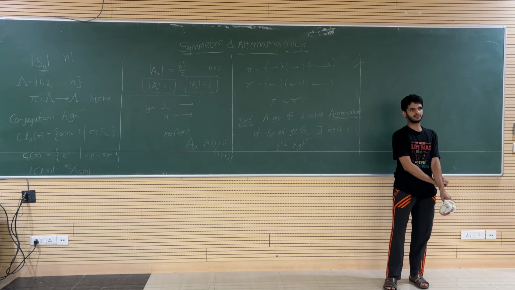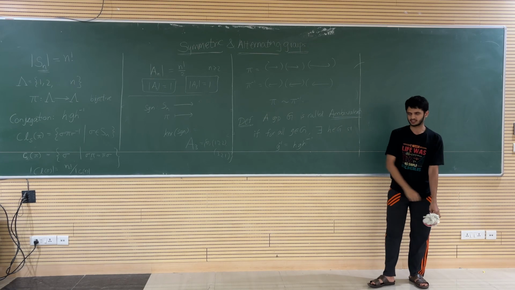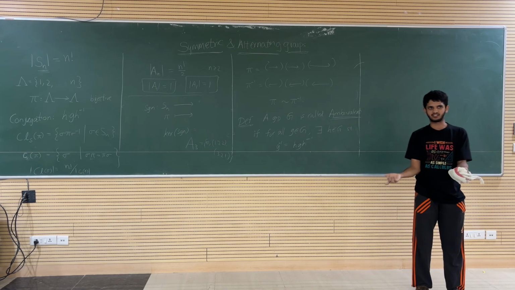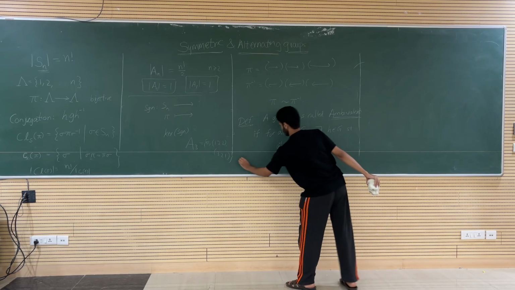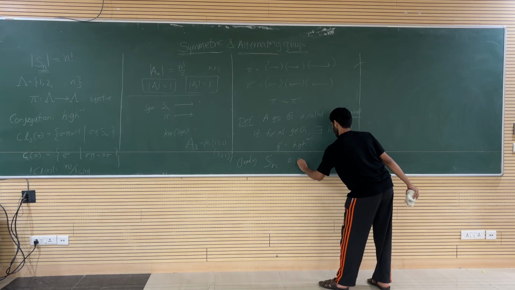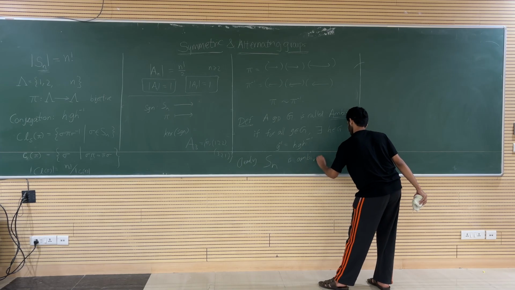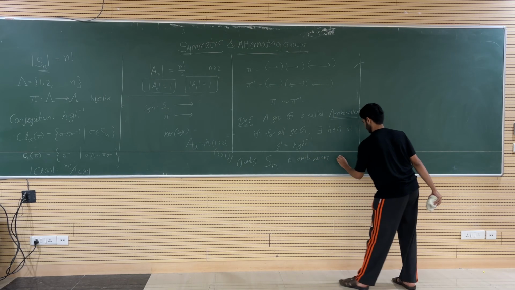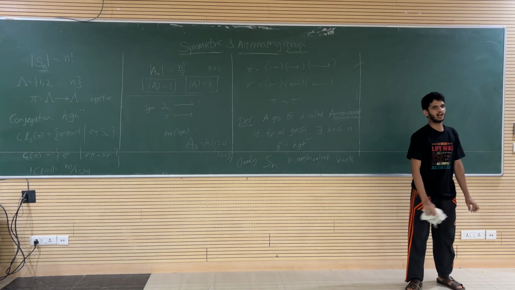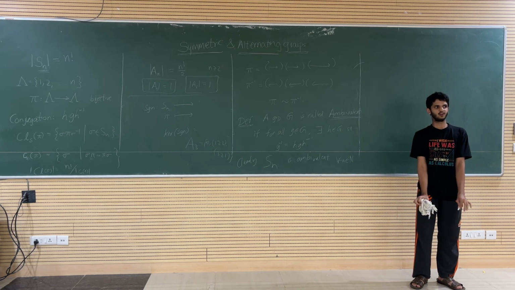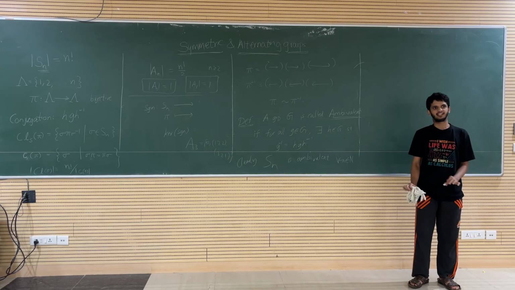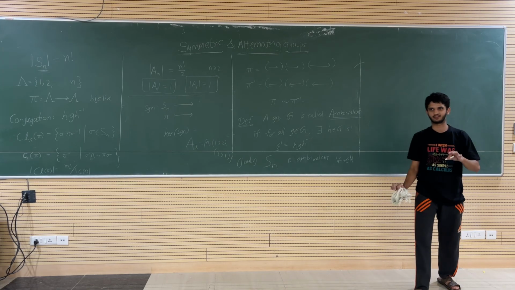Are Sn ambivalent groups? Yes, because for every element, the inverse also has the same cyclic structure, so it's ambivalent. So clearly, Sn is ambivalent for all n. Half the talk is done. Now the next part of the talk is, are alternating groups ambivalent? If we can finish that in the next 1 hour, then it will be nice.